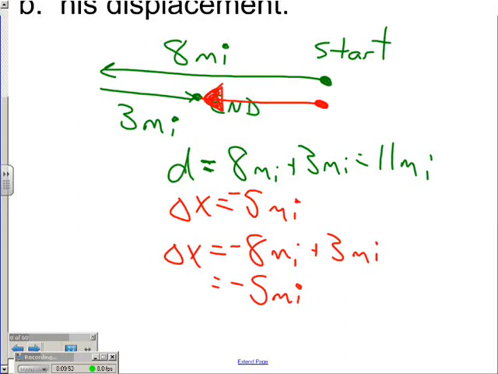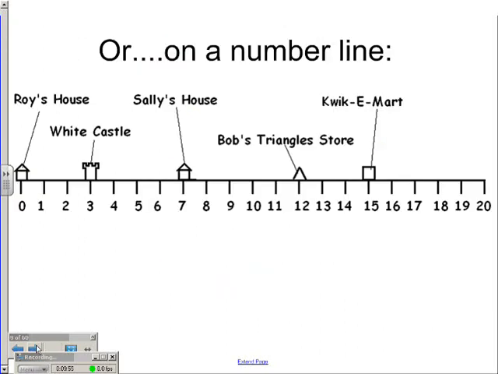Okay? The final example I want to walk you through is occasionally we'll have problems that take place on a number line. Okay? The number line actually measures what's called position. We'll learn about that a little bit more later on. But suppose we had a scenario where, let's say that somebody walked from Bob's Triangle store, where he sells triangles, and let's suppose that they walked from the Triangle store to White Castle and then back to Sally's. Okay? So here's our person, and they're going to walk from the Triangle store to White Castle and then back to Sally's house. Okay?